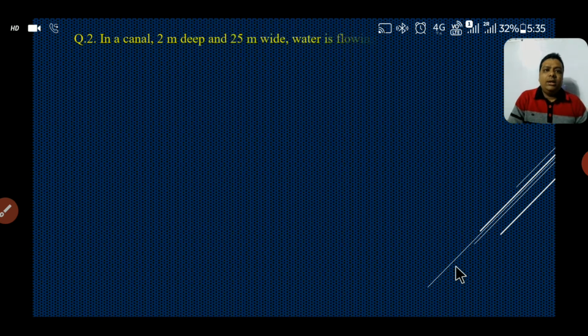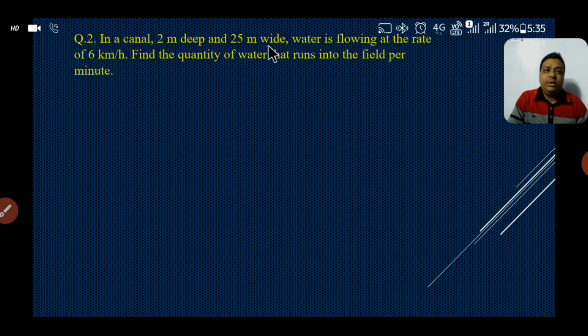Now, in a canal, 2 meter deep and 25 meter wide, this is the canal here, and water is flowing at the rate of 6 km per hour. So now we have to find the quantity of water that runs into the field per minute. Let's do it. Solution.